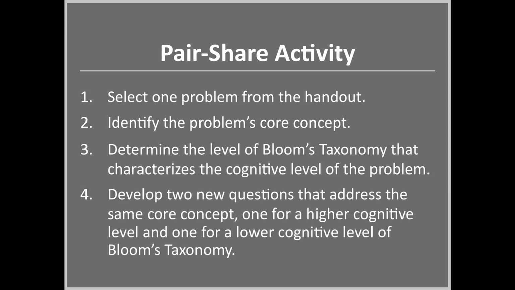In this pair-share activity, work with one other person from a similar discipline. First, select one problem from the handout of sample problems. Identify the problem's core concept and determine the current cognitive level of Bloom's taxonomy that characterizes the problem. Then, work together to develop 2 new questions that address the same underlying concept. One of your new questions should address a lower cognitive level, and the other question should address a higher cognitive level of Bloom's taxonomy. If the problem that you selected is already at the highest or lowest cognitive level of Bloom's taxonomy, then create 2 new problems that are at different cognitive levels.